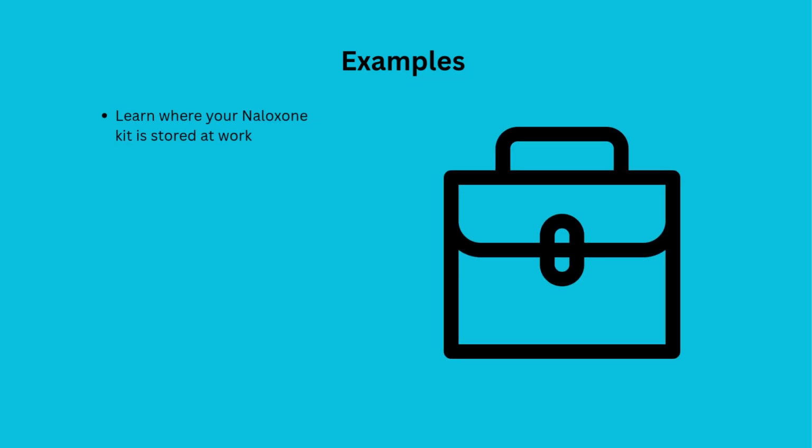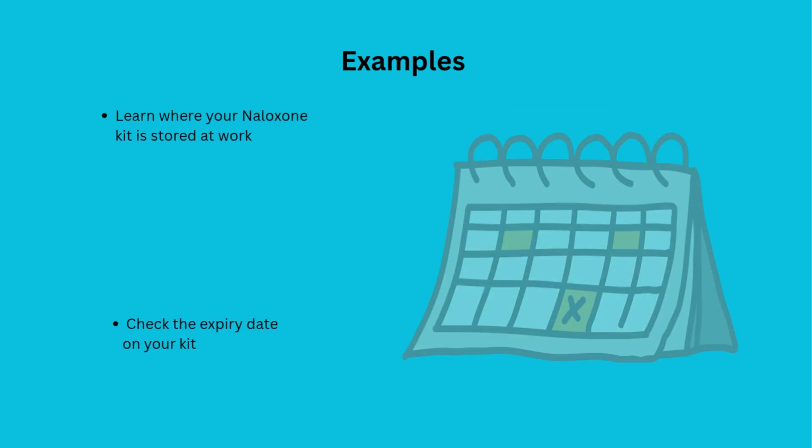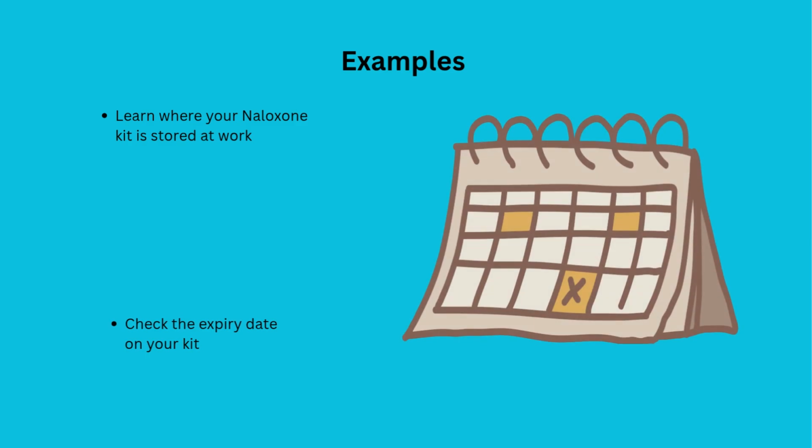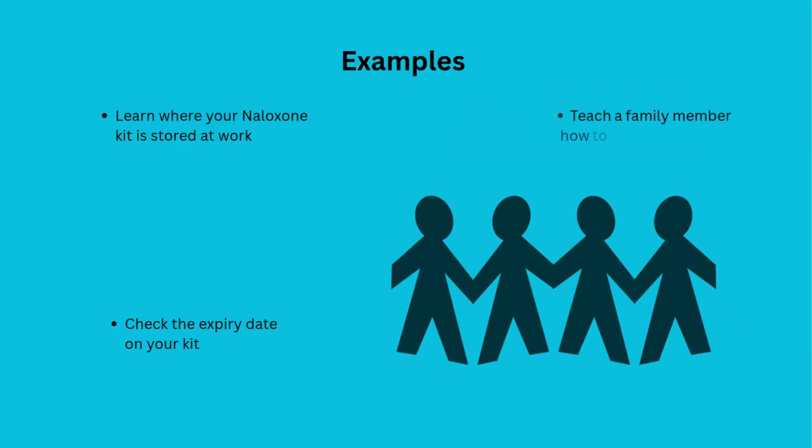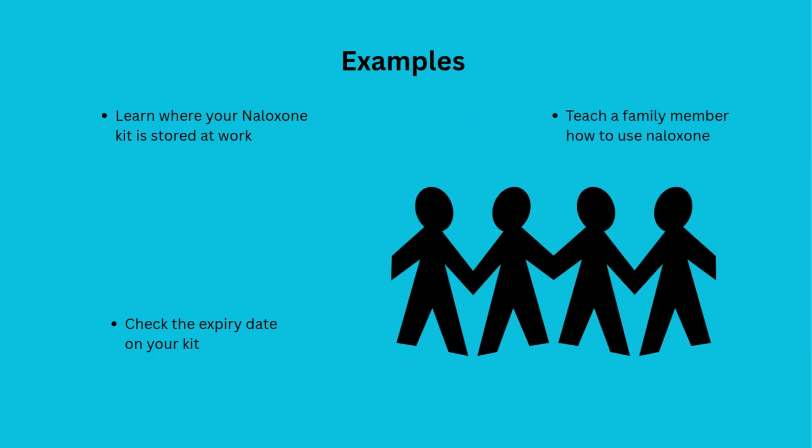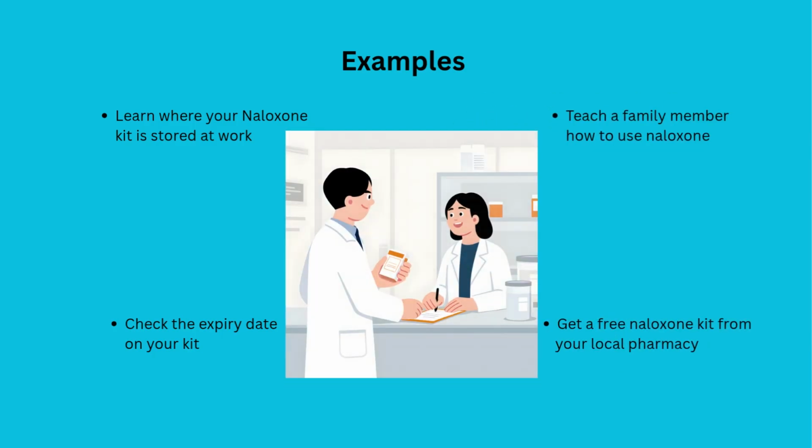Here are some examples of what you can do this week to be prepared for an overdose emergency. Learn where your naloxone kit is stored at work. Check the expiry date on your naloxone kit. Teach a family member how to use naloxone. And obtain a free naloxone kit from a local pharmacy.